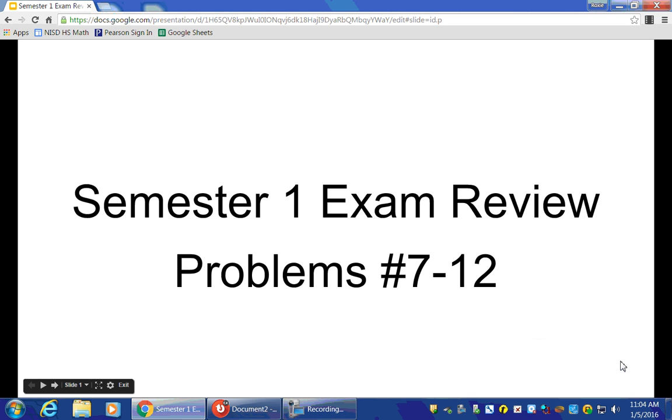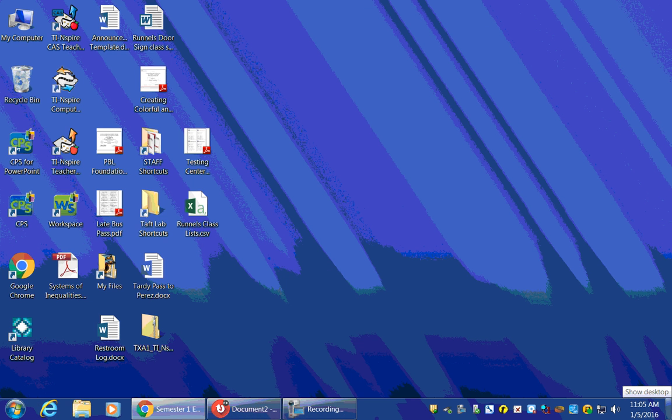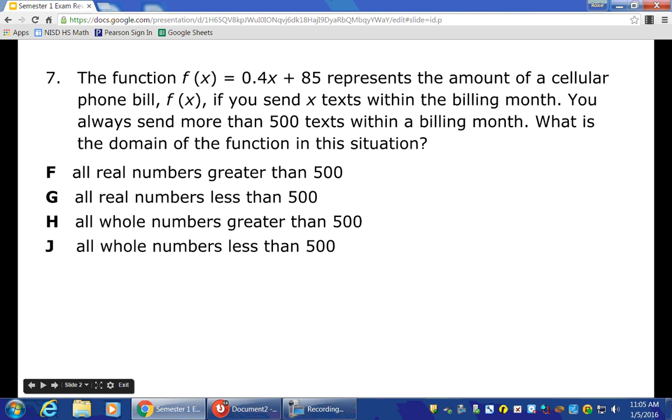Semester 1 exam review. Problems number 7 through 12. Number 7. The function f of x equals 0.4x plus 85 represents the amount of a cellular phone bill.